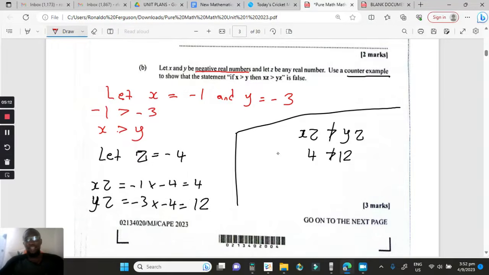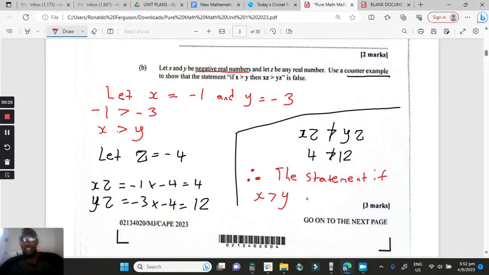So in this case, we can say, therefore, the statement, if x is greater than y, then xz is greater than yz, is not true. Well, it's not always true. That's the statement you should put. All right, but this is okay.